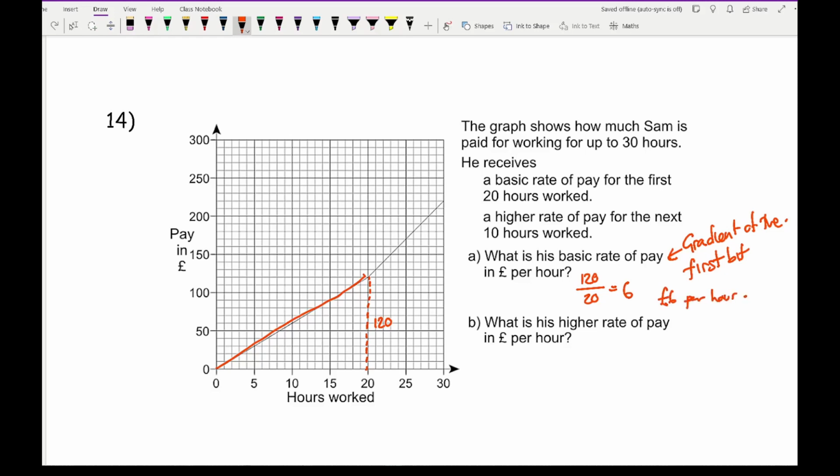Then his higher rate of pay is working out the gradient of this line here. Now, in terms of working out the difference, what I need to do is draw a triangle. So here the difference in pay is 120, and it goes all the way up to 220. So the difference is 100, and we're looking at 10 hours. So it's going to be 100 divided by 10, which is 10. So he's getting paid at a higher rate of £10 per hour.